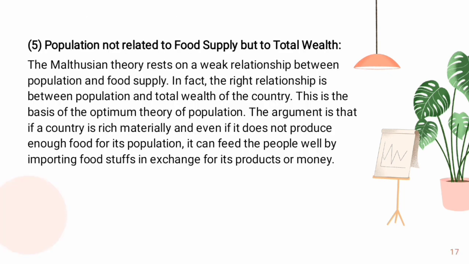So now let's talk about population not being related to food supply but to total wealth. So the Malthusian theory rests on a weak relationship between population and food supply. In fact, the right relationship is between population and total wealth of the country. This is the basis of the optimal theory of population, that the argument is that if a country is rich materially and even if it does not produce enough food for its population, it can feed the people well by importing foodstuffs in exchange for its product or money.